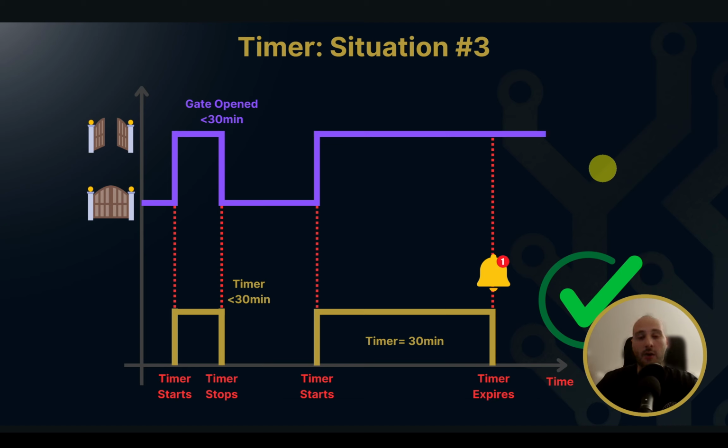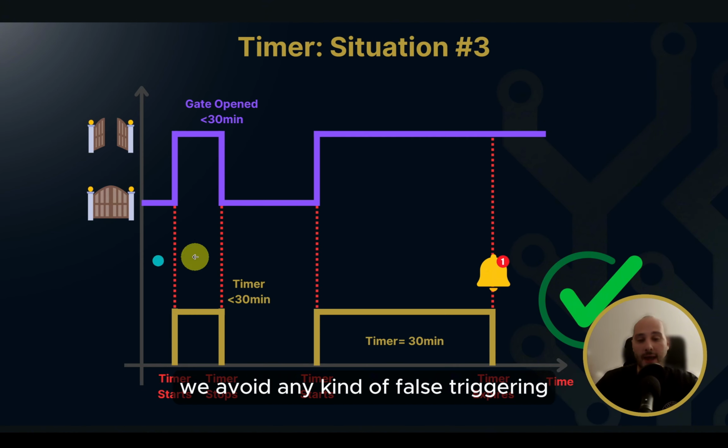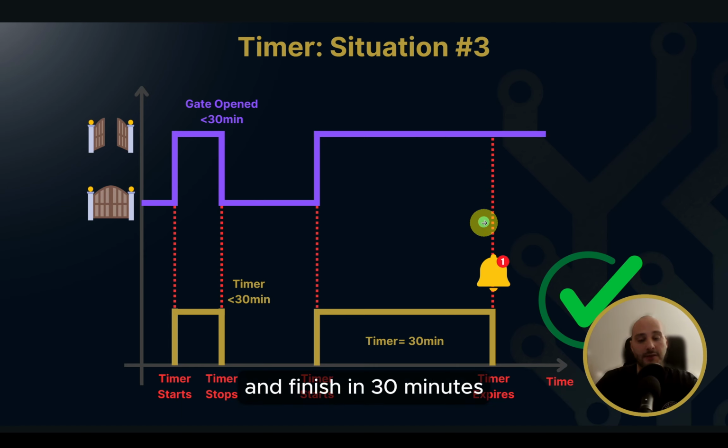You are not going to consume resources, or rather, it's more efficient with resources. We avoid any kind of false triggering because we are sure that the timer is going to start and finish in 30 minutes only if the gate remains open. So we are 100% sure about the quality of this programming.